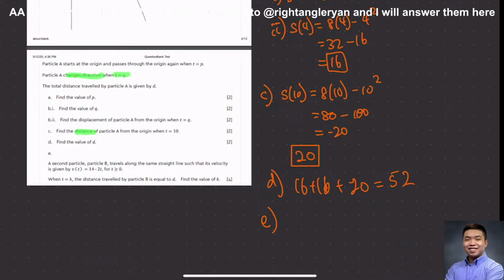Okay, so to find the distance traveled, given the velocity graph, we need to integrate, right? So we have to integrate the absolute value from 0 to k.